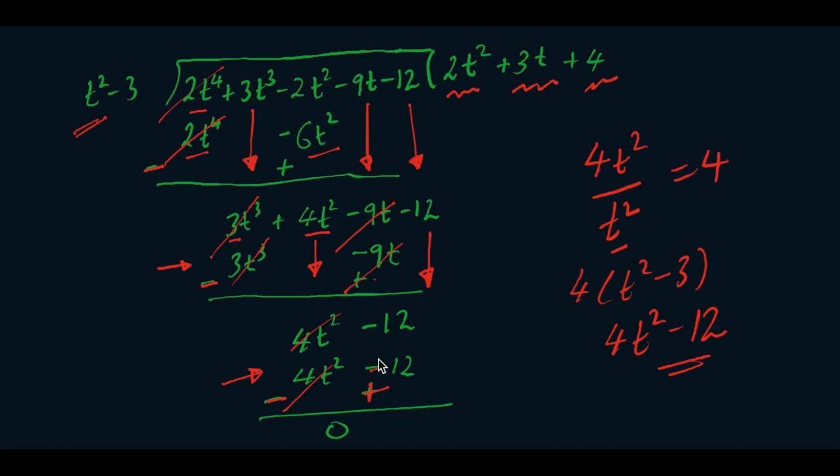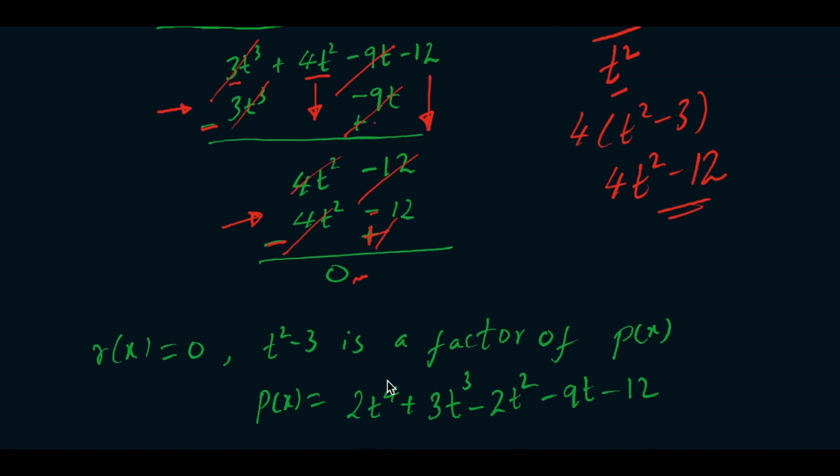This 4t square will cancel out, this 12 also cancels out. The remainder here is 0. So r of x here is 0. Hence t square minus 3 is a factor of p of x. That is, our g of x is a factor of p of x.